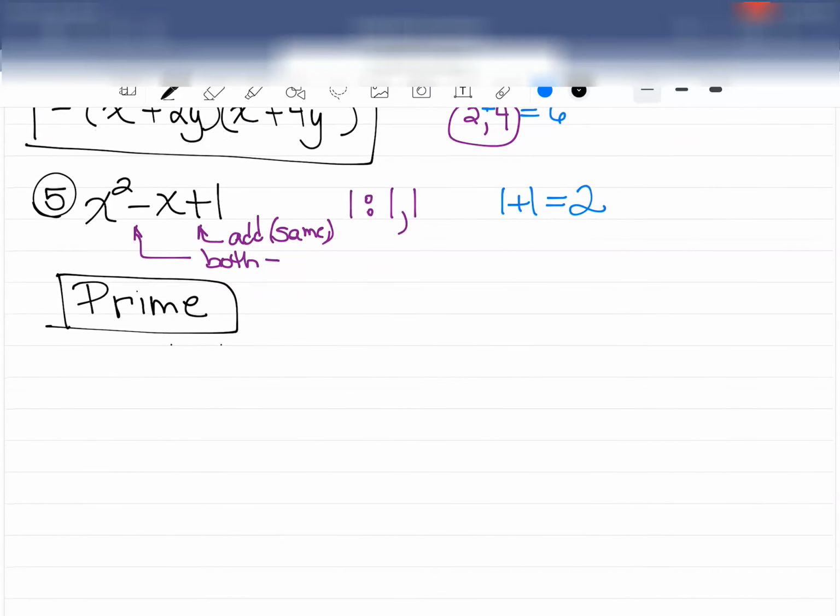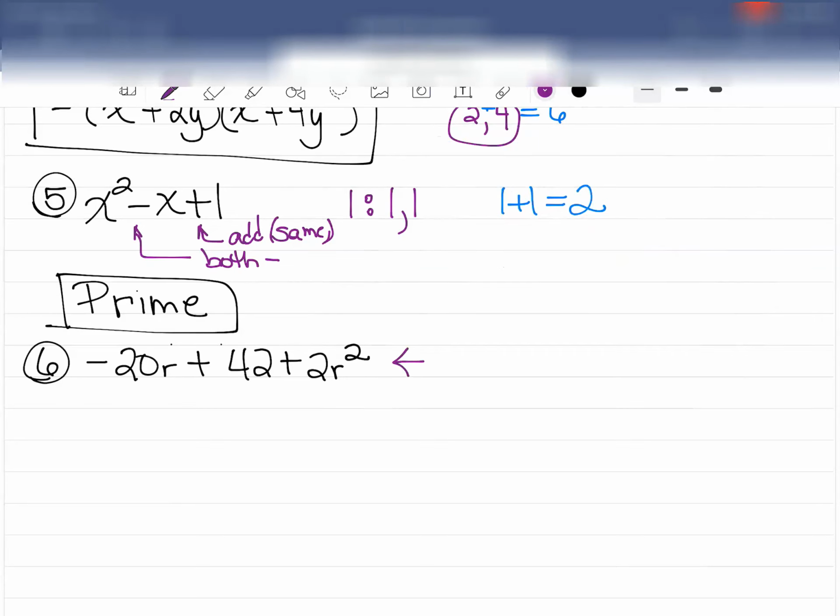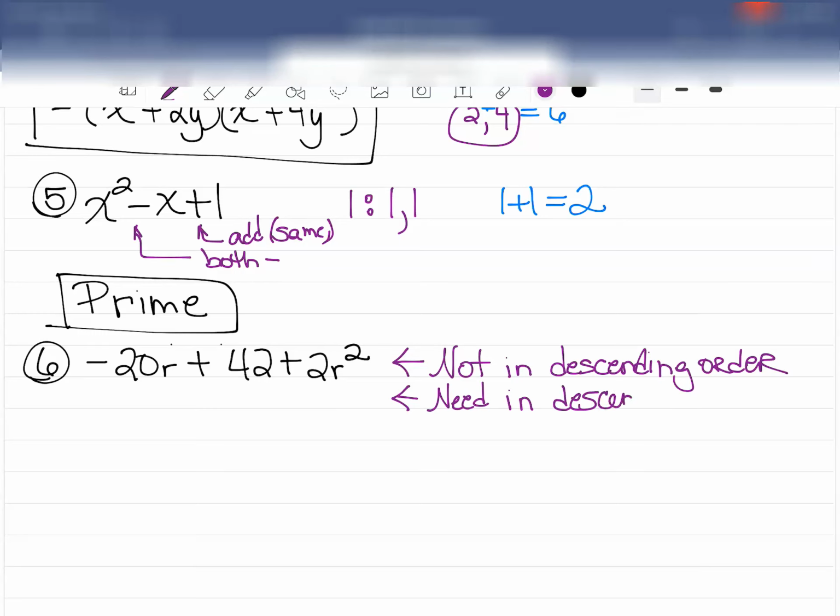Last one, which is also a little tricky. On this problem, how they're trying to trick us is that the problem's not in descending order. I need it in descending order. When we looked at the patterns, the polynomial was written in descending order. So that's the first thing I'm going to do. The negative 20r plus 42 plus 2r squared is going to become 2r squared minus 20r plus 42.